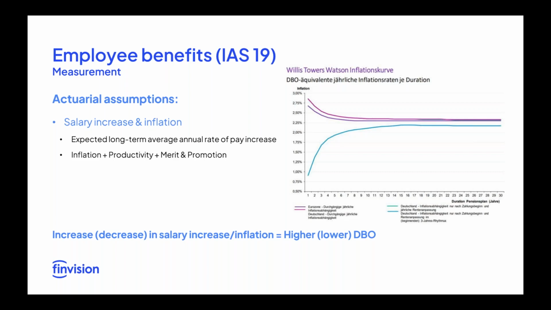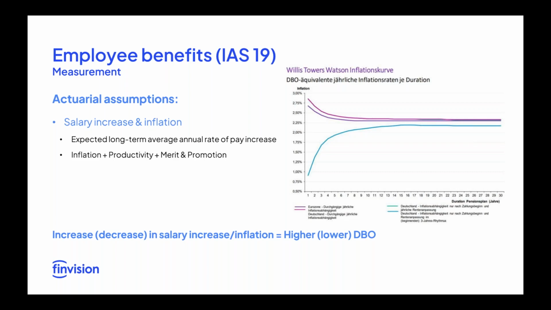It's inflation, but can be merit and promotion also, and can also be productivity gains that are being reflected in higher salary. So the higher the salary increases, the higher the DBO. It's contrary to the discount rate here. So the lower the salary increase, the lower your DBO. Why is that? Because we looked into the future, salaries will increase, so that if we count back with a higher salary at the time of expected payment, you will have a higher DBO.